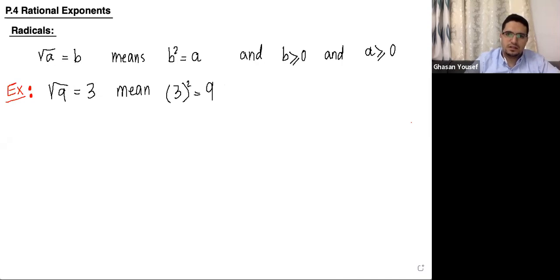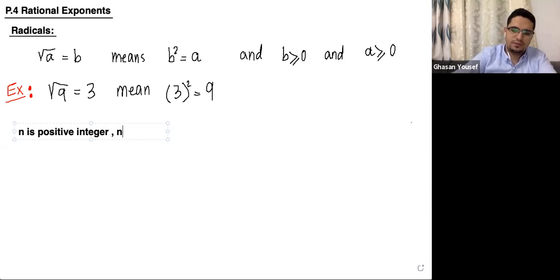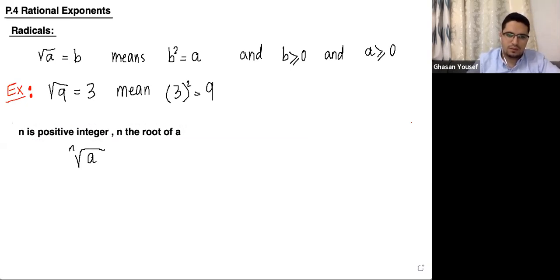If I want to make the definition general, beyond the simplest one, the square root, suppose n is a positive integer. Then I can define the nth root. This one is the square root, but I'm going to define it for the nth root. The nth root of a equals b. Again, same idea as above, this means if I raise b to the power n, it will give me a.